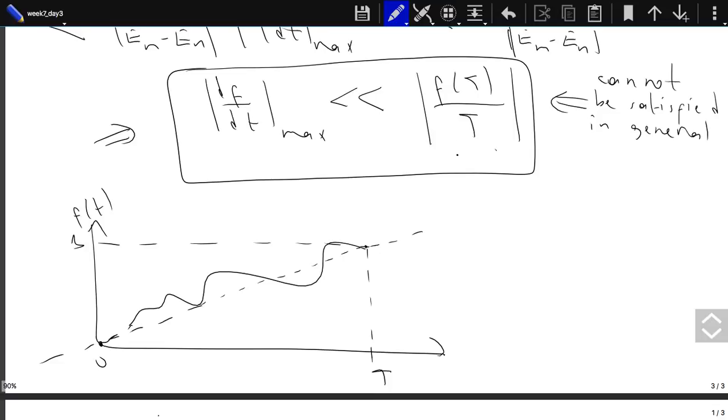Now, f of t over t is the slope of this line. Right? So you see, at this point, for example, the slope of my curve is larger than f of t over t. In fact, df/dt at its maximum value would be equal to f of t over t only if f is just a linear function. Otherwise, the maximum will always be larger than f of t over t. At some points it will be larger, at other points it will be smaller.